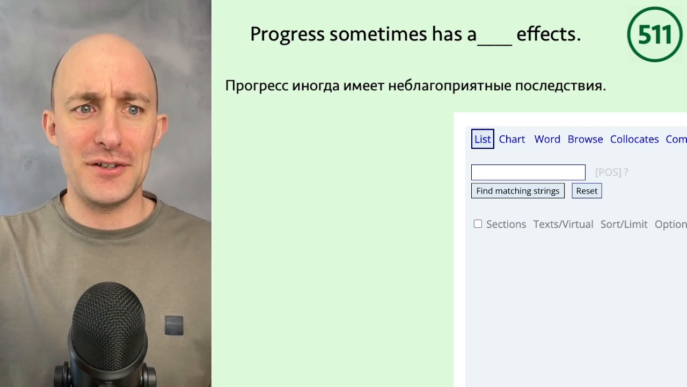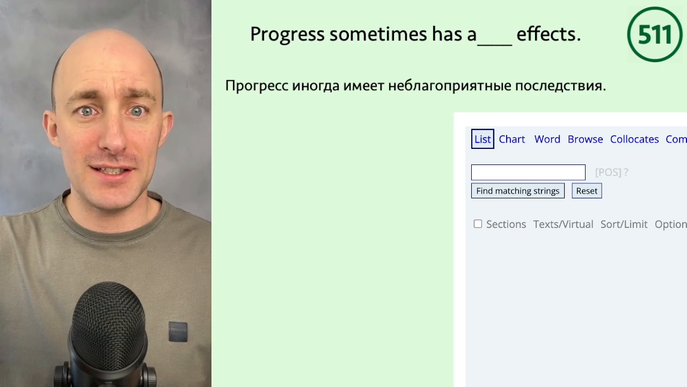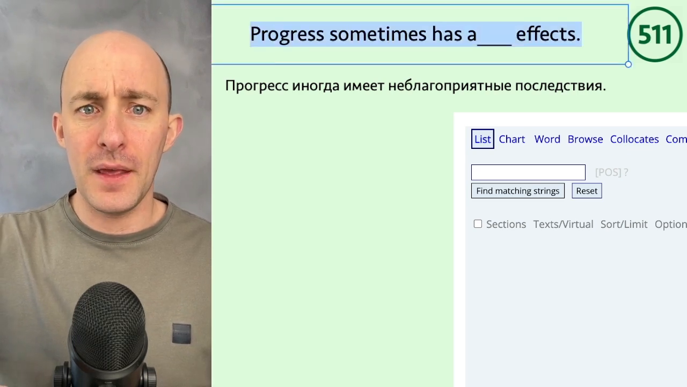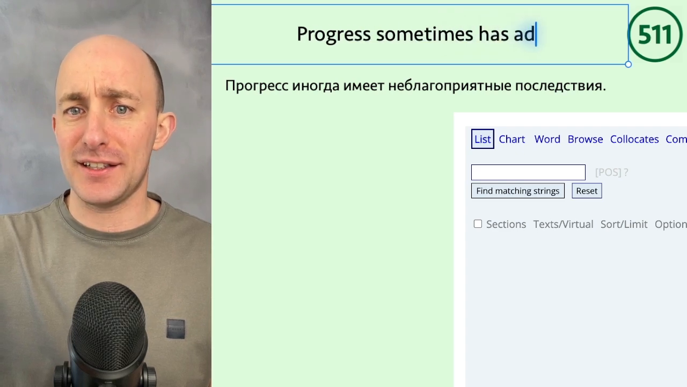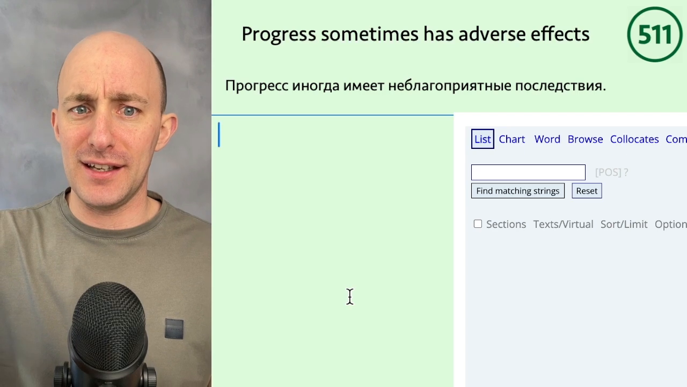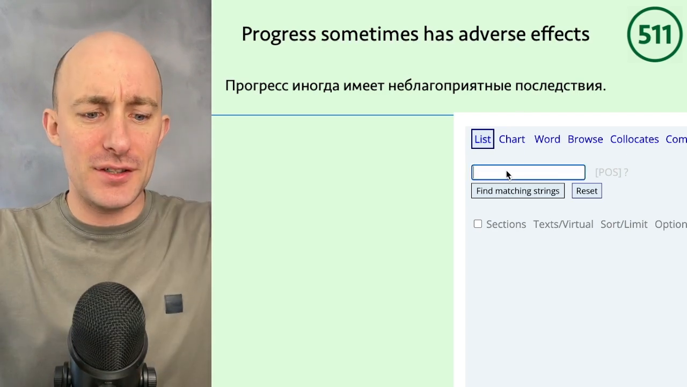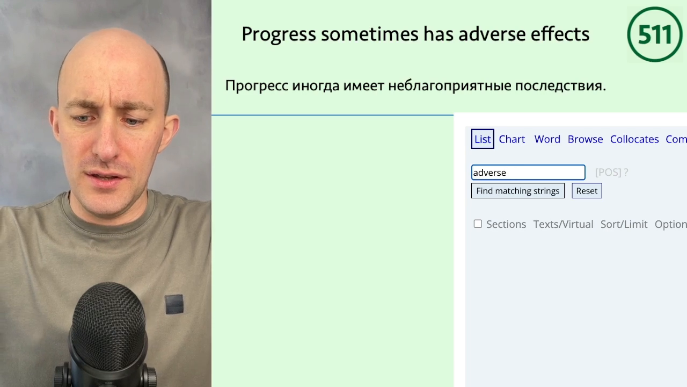Word number 511. Прогресс иногда имеет неблагоприятные последствия. Progress sometimes has adverse effects. Adverse, неблагоприятные. Let's look at some nouns which are often used with this word.